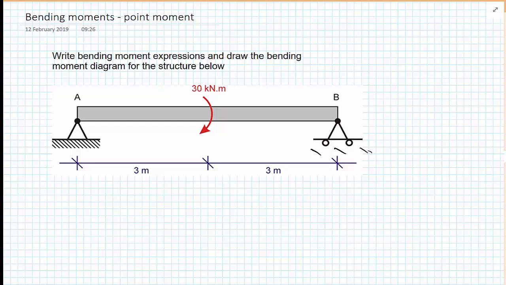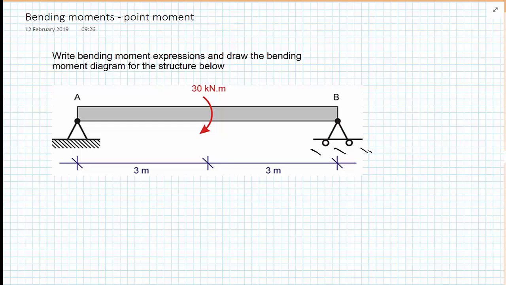In this video, we're going to consider the case where we have a point moment applied to a structure. So the structure we're going to consider is a simply supported beam. We have a pin support at A on the left-hand side, a roller support at B on the right-hand side, and we have a point moment of 30 kilonewton meters applied in the clockwise direction.